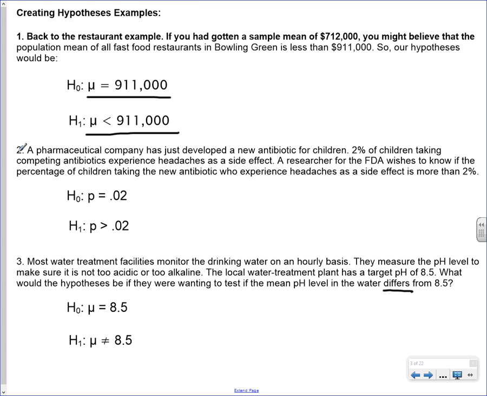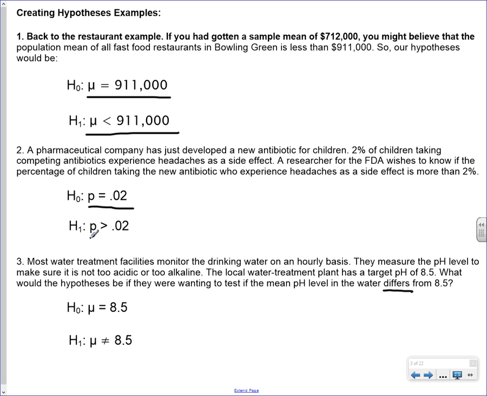Number two, for this one, we're looking at a new drug for children, a new antibiotic, and it says 2% of children taking other antibiotics experience headaches as a side effect. The researcher wants to know if this new antibiotic causes more children to have headaches as a side effect. So we're saying this is what's known for antibiotics, that p is equal to 0.02.